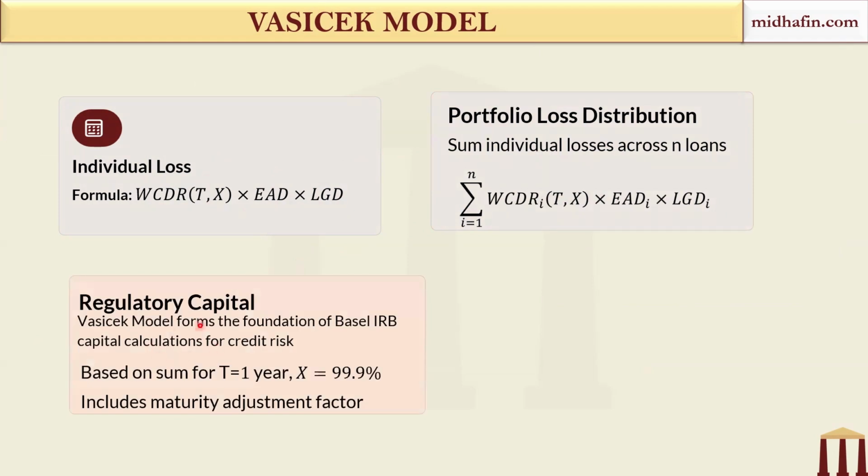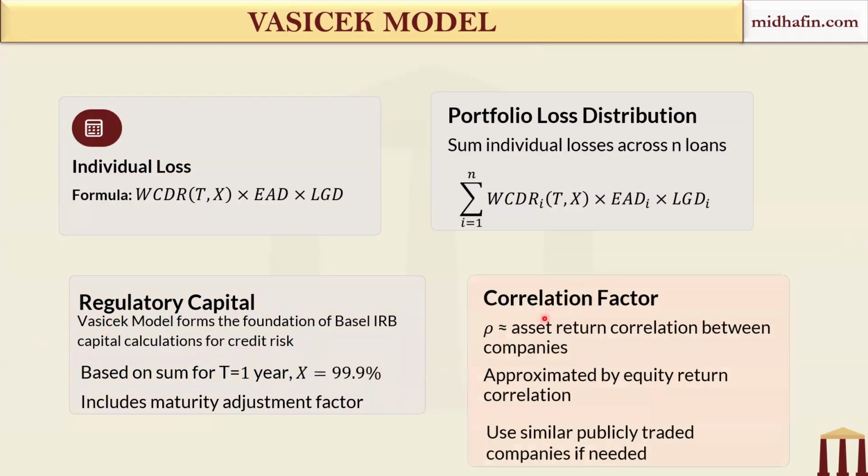And this is where Basel comes in. The Vasicek model, as we discussed, underpins the Basel internal ratings based, or IRB, capital requirement calculations for credit risk. For a 1 year horizon at 99.9% confidence, the banks must hold capital against these worst case losses. Basel also includes the maturity adjustment factor to reflect the maturity, or tenor, of the exposures. So in the exam, if you see 99.9% confidence and 1 year horizon, most probably that is Basel's use of the Vasicek framework.